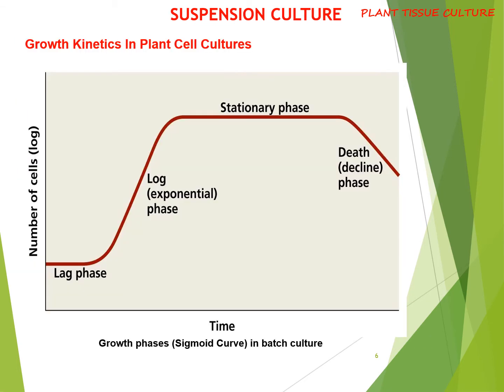The growth kinetics in plant cell suspension culture. Increase in cell number and mass can be defined as growth. The suspension batch culture shows a sigmoid growth graph. The cells go through four phases: lag phase, the log or the exponential phase, the stationary phase, and the declining or the death phase.